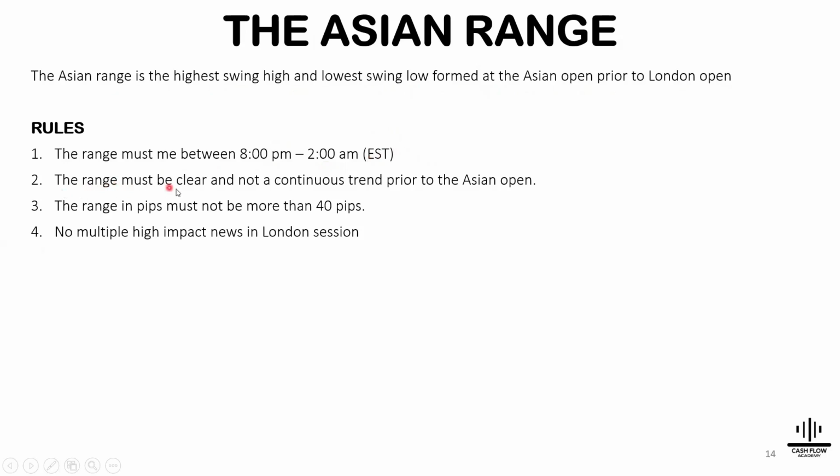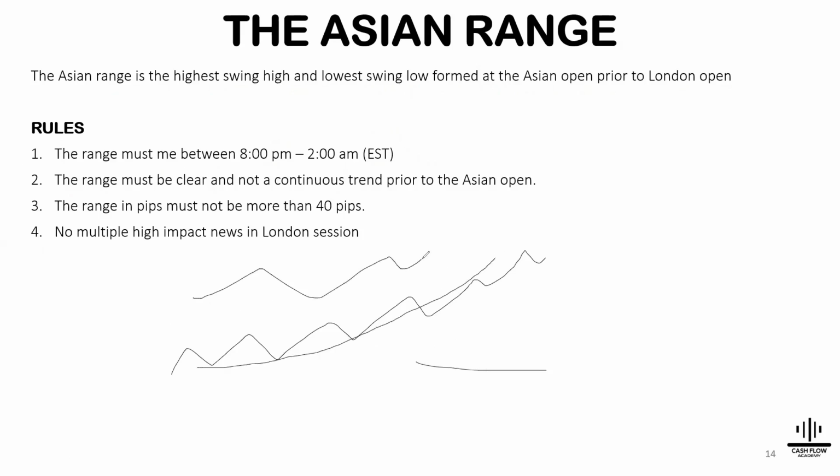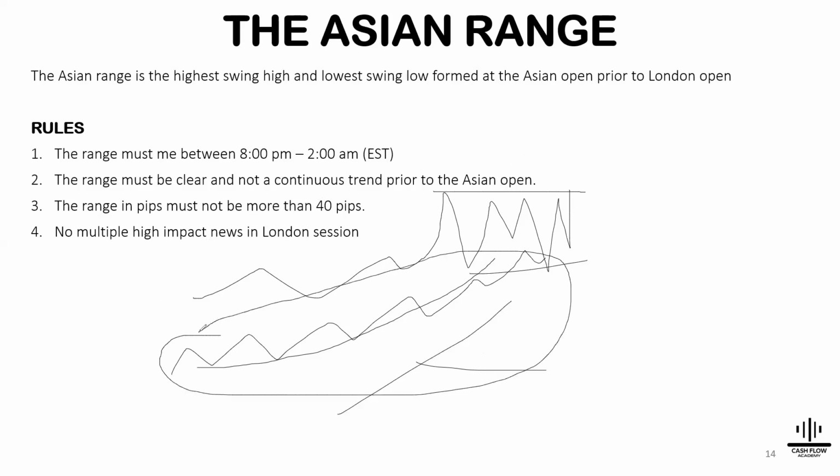Number two, the range must be clear and not a continuous trend prior to Asian Open. So you don't want to see something like this, maybe from the previous day, and then let's say this is the Asian Open, and then you see a continuous trend going up. You want to see something probably like this, then a clear range happening. It has to be very clear. You don't want to see a continuous trend, because this already reduces the probability of the trade going in your favor. So you want to see a clear range.